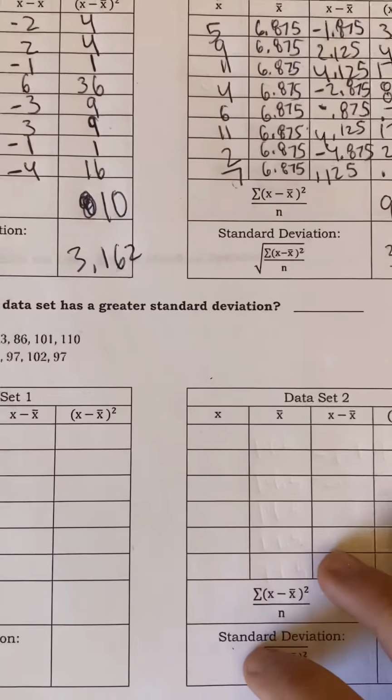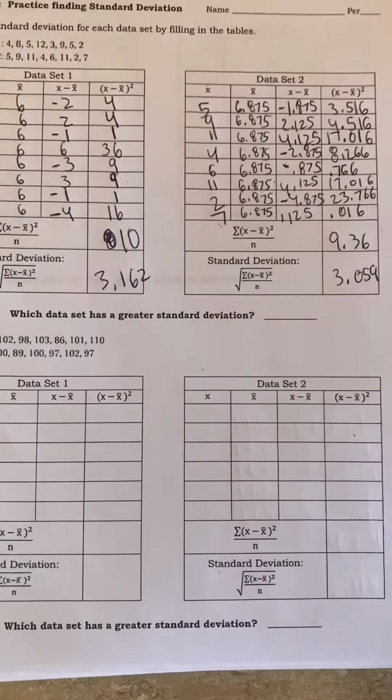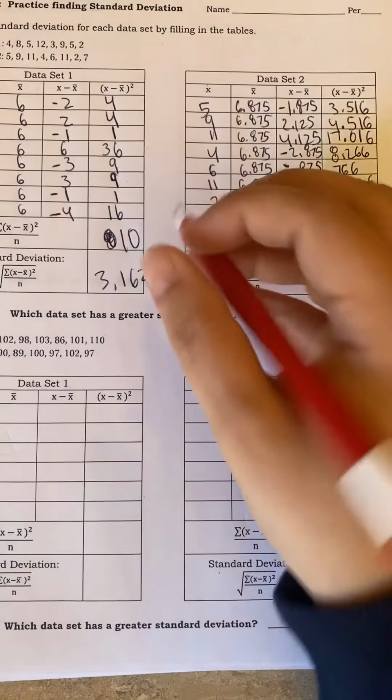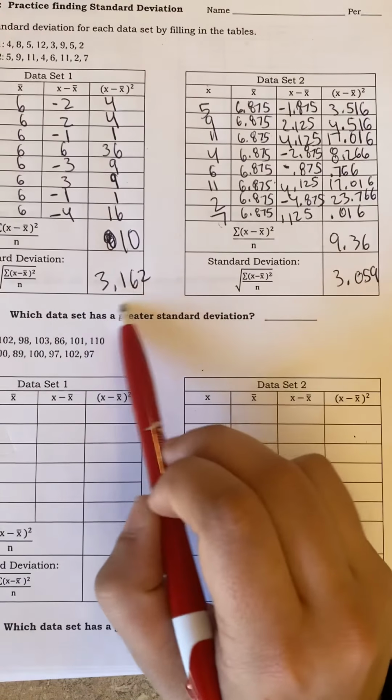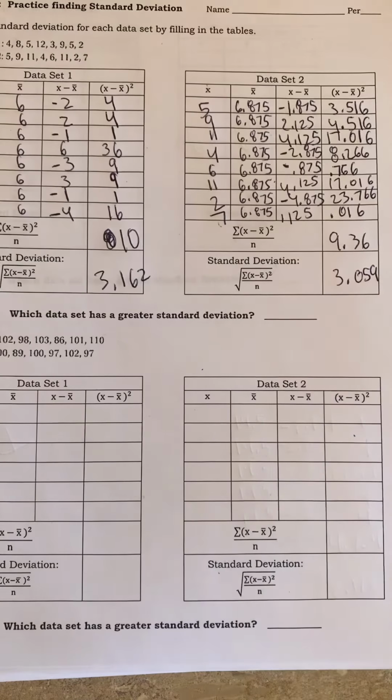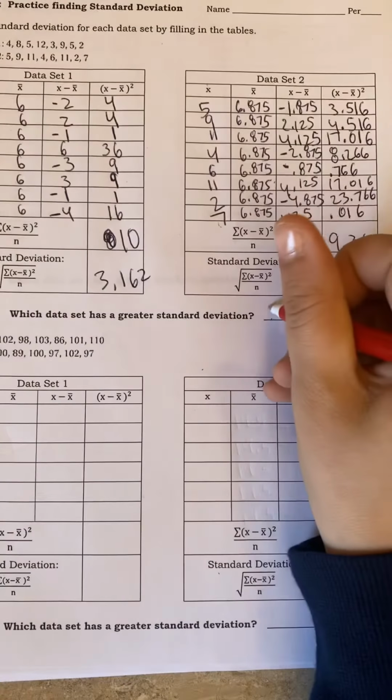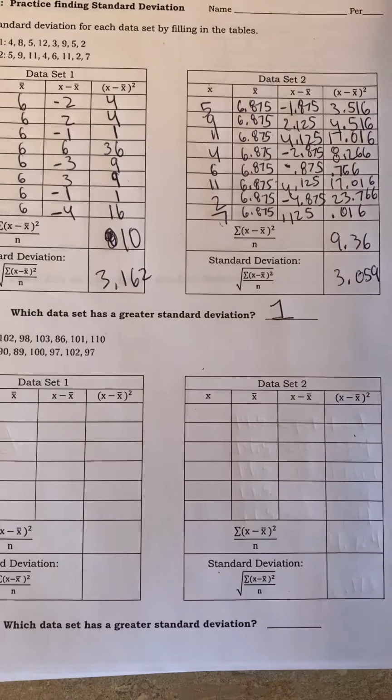Okay, and so then the last part asks us to say which one has the greater standard deviation, which would be data set 1, because 3.162 is greater than 3.059. So data set 1 has the greater standard deviation.